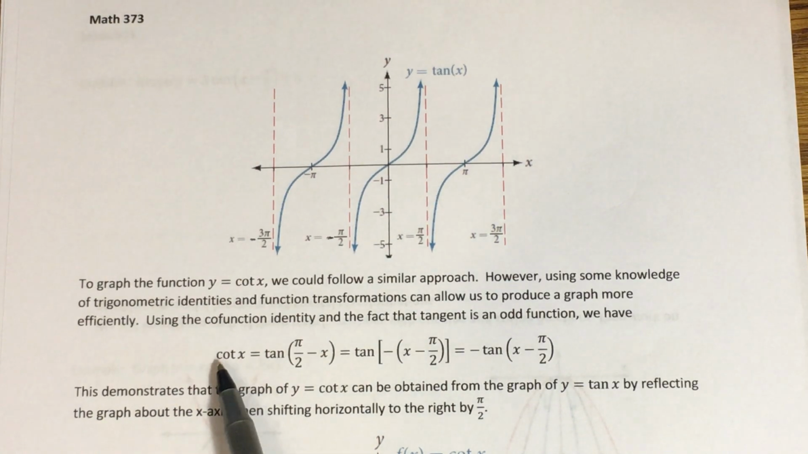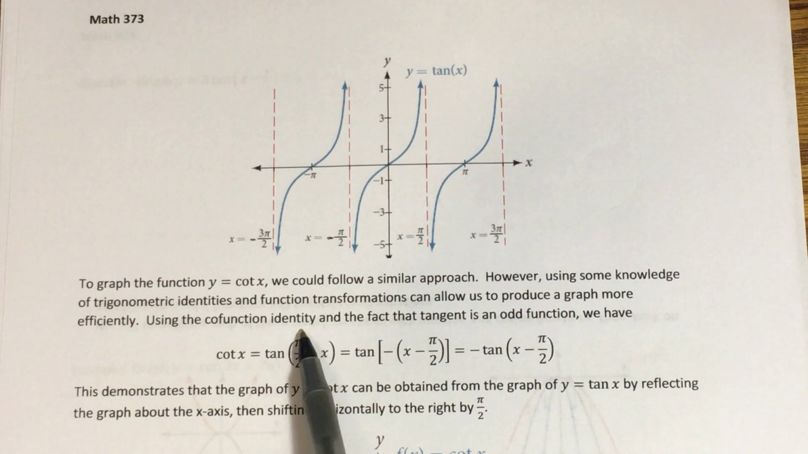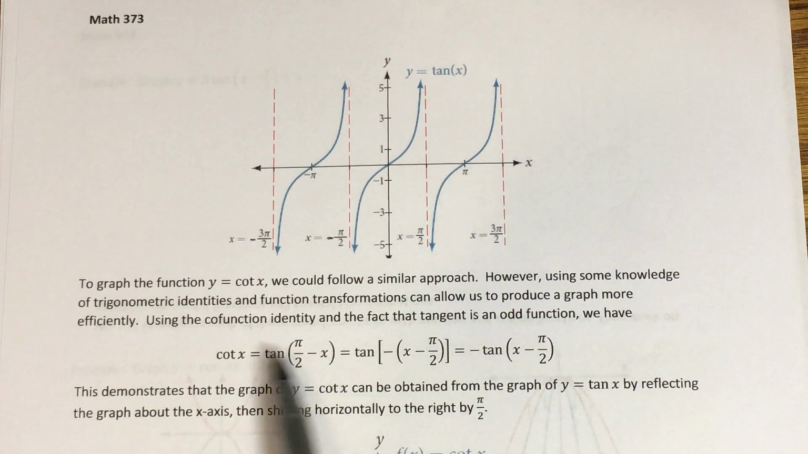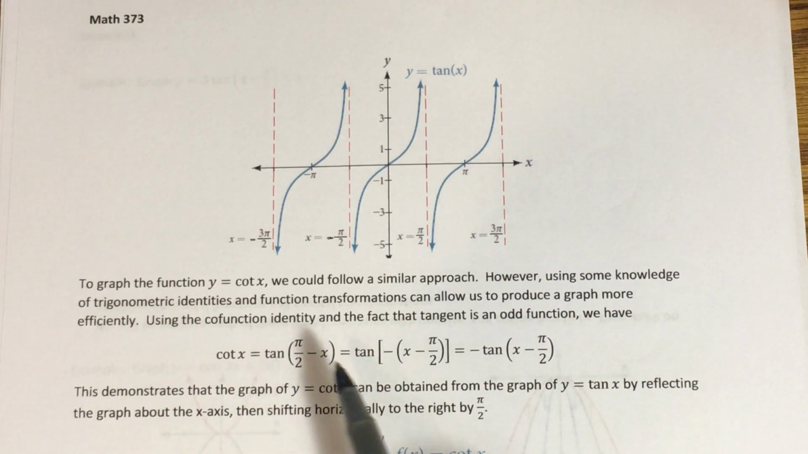Using our identities, I know that cotangent of x is equal to tangent of pi over 2 minus x. From chapter 7, we talked about this specific identity. That's the cofunction identity. One of the cofunction identities. There's 6 of them.